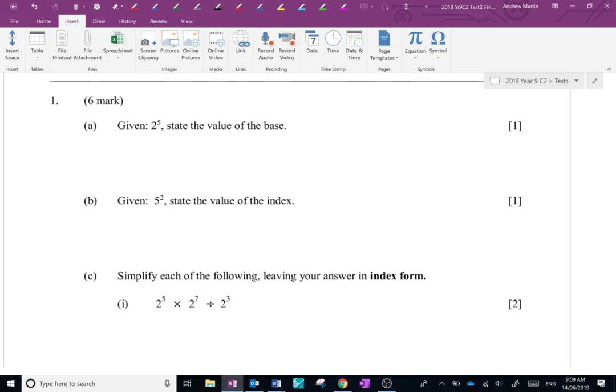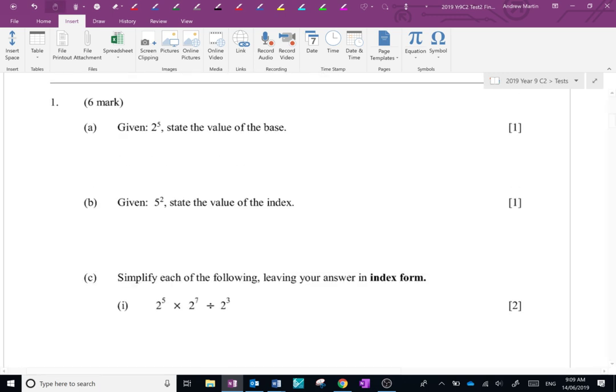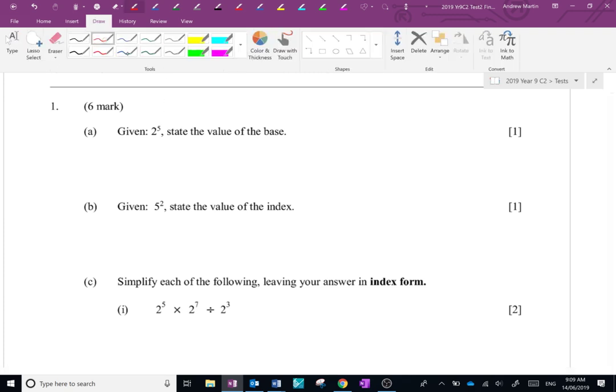So this is test 2. You are allowed to calculate in this test. Here we go. Question 1. Given 2 to the power 5, state the value of the base. So the base is the 2 and the index would be the 5.